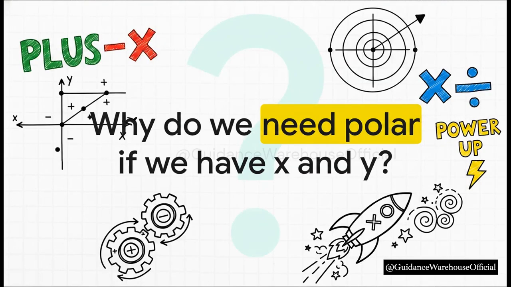Now, you may be sitting there asking a very logical question. Wait. Why are we doing this? If we already have x and y and we can plot it perfectly fine on a grid, why do we need r and θ? Aren't we just adding extra steps for no reason? It's a great question.